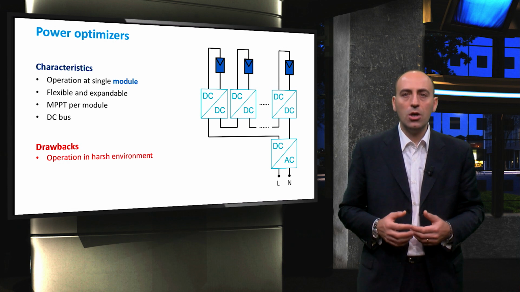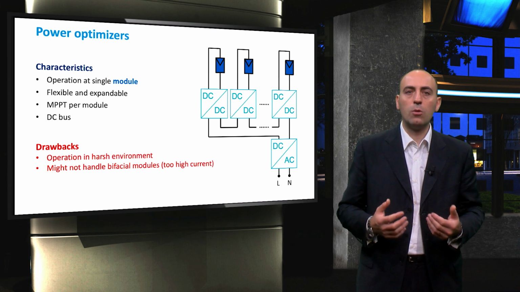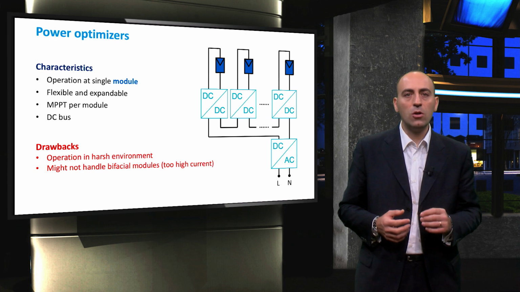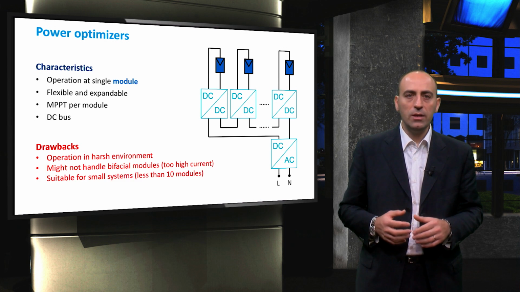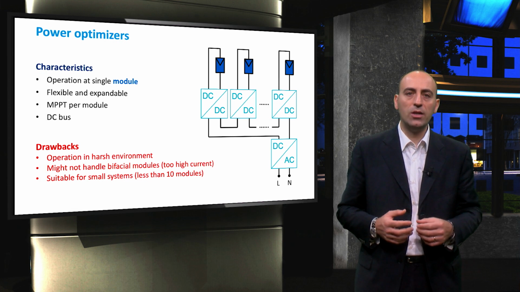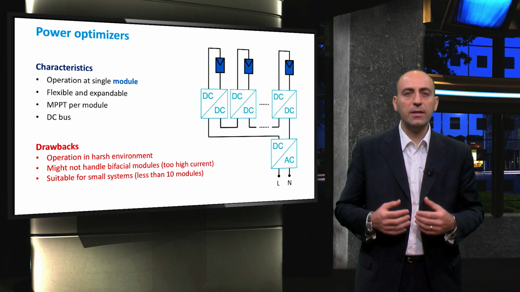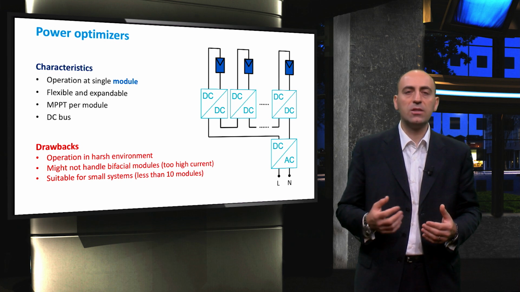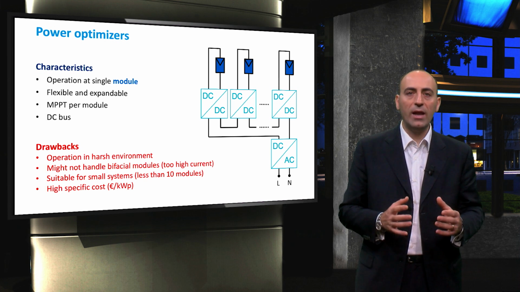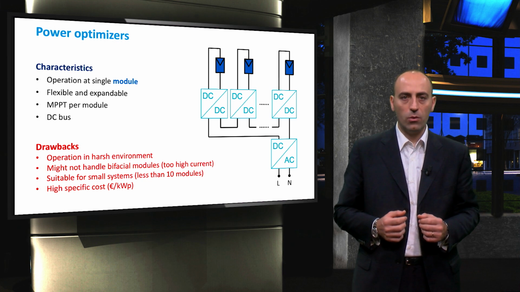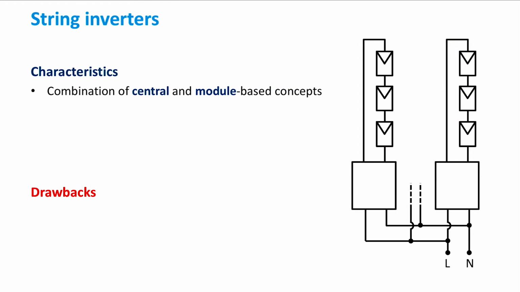In addition, newer bifacial modules, which promise higher current levels, may not be handled by the current electronics involved. This topology is suitable for a small system in the range of up to 10 modules. After that, limitations on voltage and specific costs become too stringent for this topology to perform well and also be economically viable.